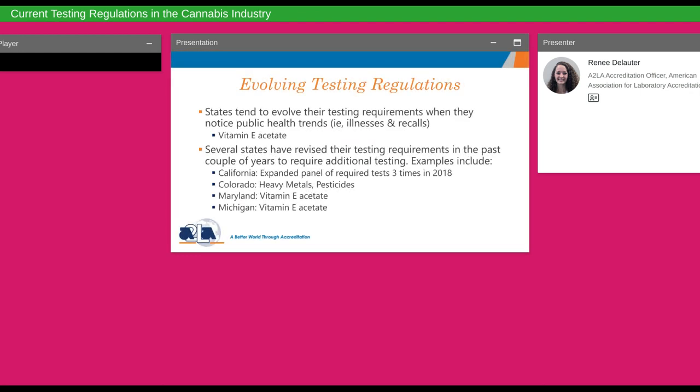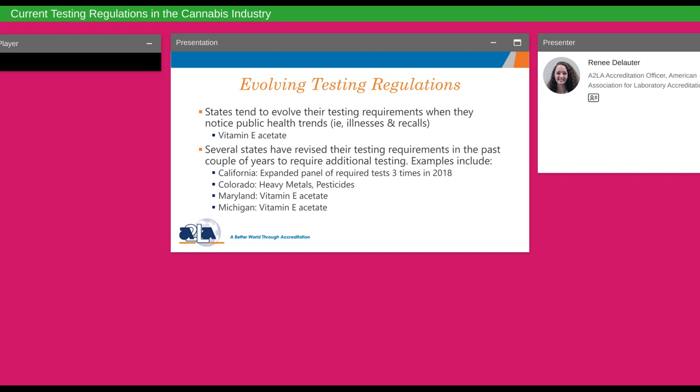States tend to evolve testing requirements when they notice public health trends, such as recalls and illnesses. For example, in 2019, states started noticing that there were an increased number of people having respiratory complications due to vaping. After further investigation, they later found that vitamin E acetate was being used to cut vaping products. This test is now required testing in both Maryland and Michigan.